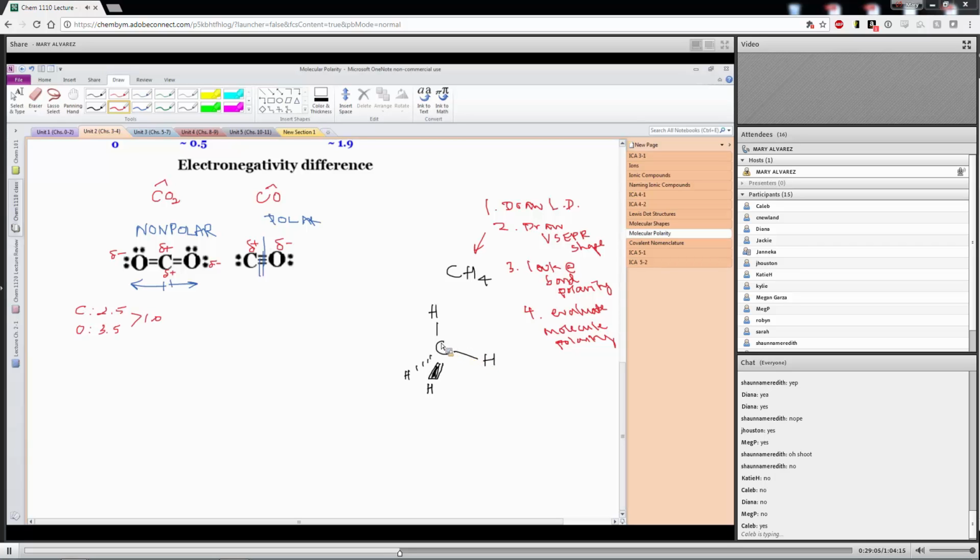So if we've put all of the little partial positives and partial negatives on the molecule, there are none, because none of these bonds are polar, right? Because carbon is 2.5 and hydrogen is 2.1. So there's a difference of 0.4. So this is on the nonpolar side.